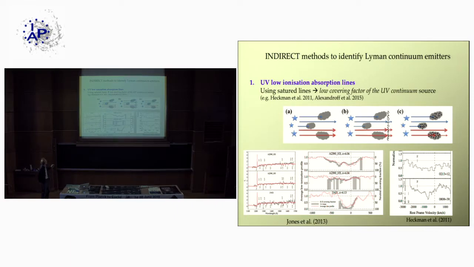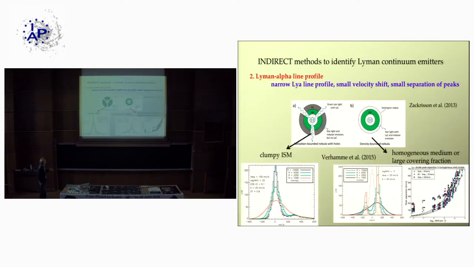So this incomplete coverage of the UV light should in principle be a trace or an indication of a porous interstellar medium which could allow Lyman continuum photons to escape. So far this has been used in the literature a couple of times, but in fact people were kind of reluctant to use it and not convinced that it would work. We'll come back to this later because we think it is a method which can actually be used.